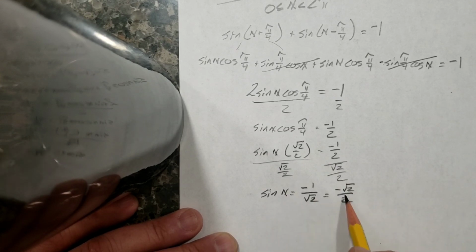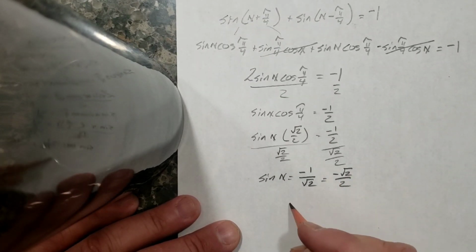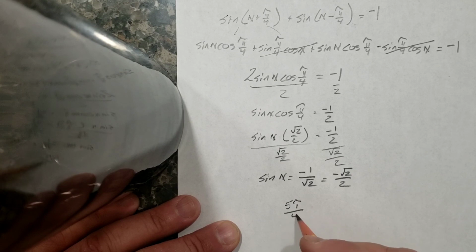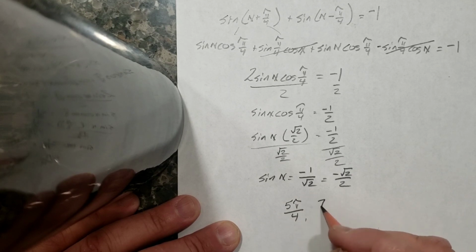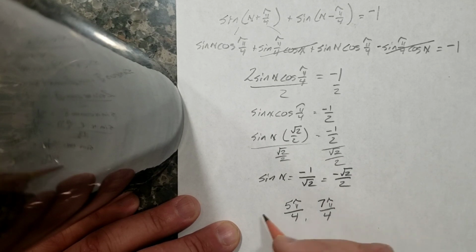Now, sine, where's sine negative radical 2 over 2? Well, 5 pi over 4 in the third quadrant, and 7 pi over 4 in the fourth quadrant, because we get two different answers.